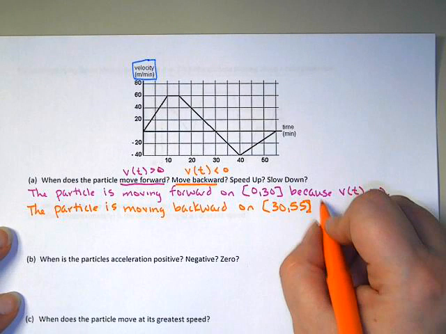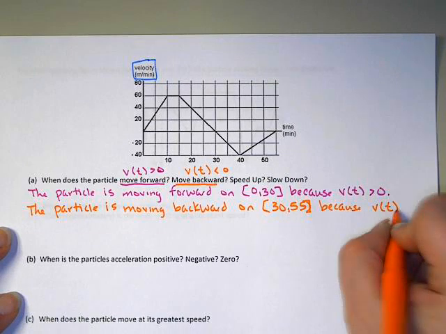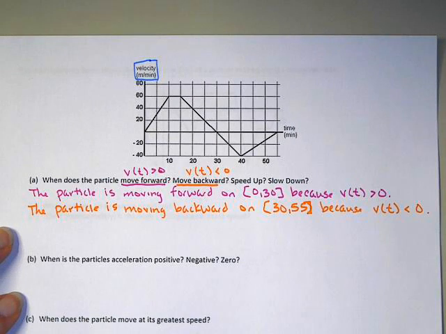Close that because the velocity, v of t, is negative. It's less than 0.